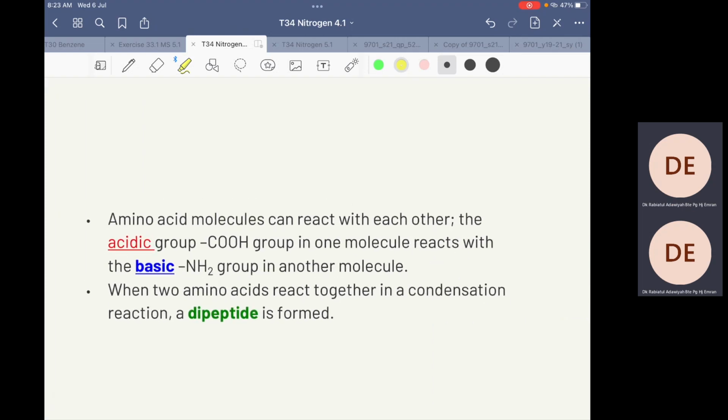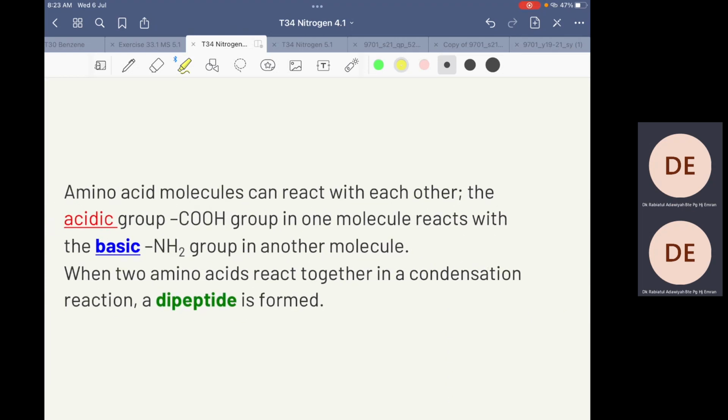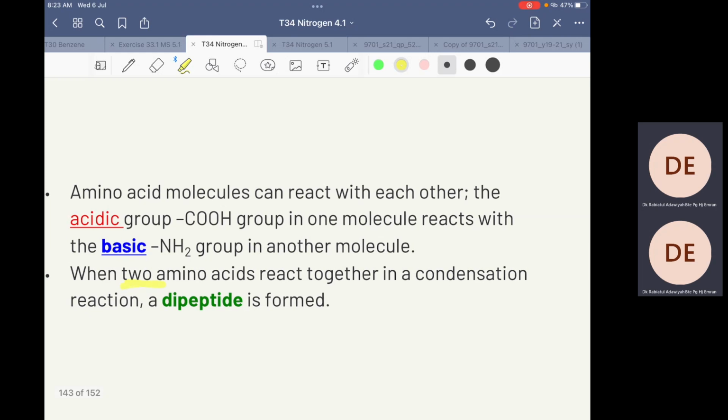Right, so amino acid molecules can react with each other because they have the acidic group and the basic group. Not only can they have an internal proton transfer, they can also react with one molecule of amino acid with another molecule of amino acid, okay? So when two amino acids react together in a condensation reaction, a dipeptide is formed. So please remember that the formation of a dipeptide or a tripeptide is called a condensation reaction.